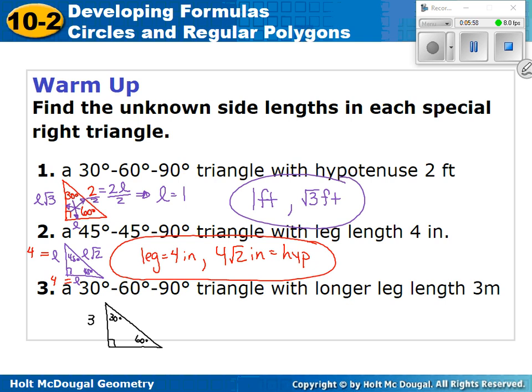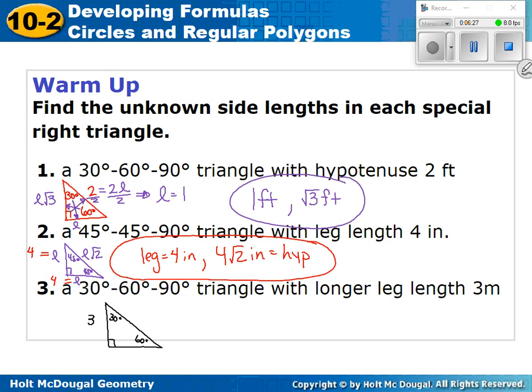This is the hardest one. Let's see how you're doing. We're not using our calculator. All answers should be in simplest radical form, so don't type your square roots in. Raise your hand if you're stuck.